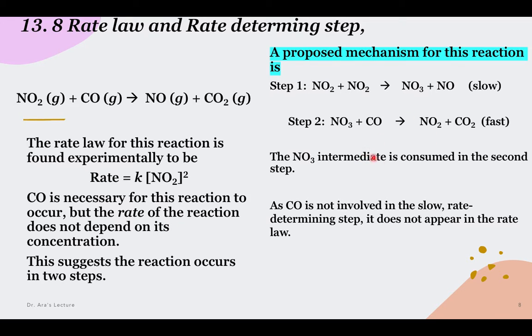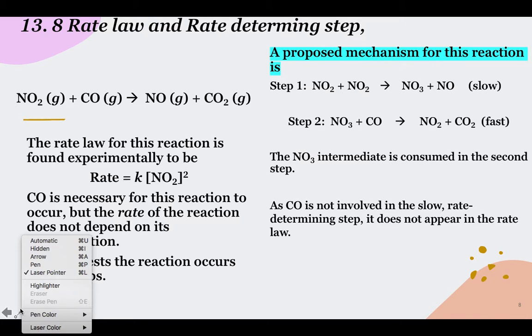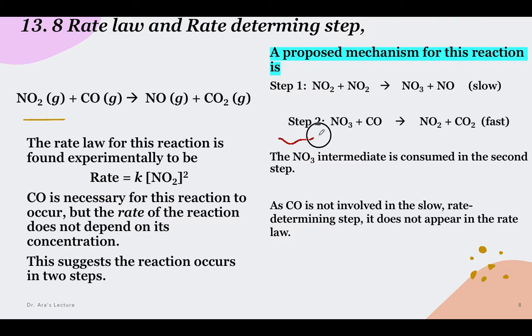Now the proposed mechanism is like this. Two molecules of nitrogen dioxide react and produce NO3 plus NO, and this is the slow step. Step 2: NO3 reacts with carbon monoxide and produces NO2 and carbon dioxide. Now I want to write a little more in red color like the previous one to make it sure here.